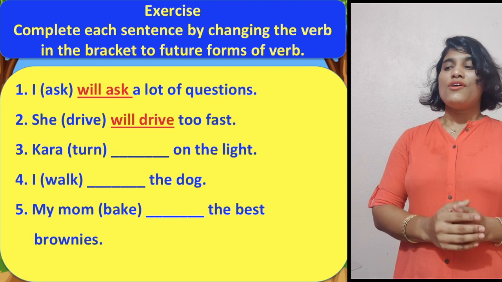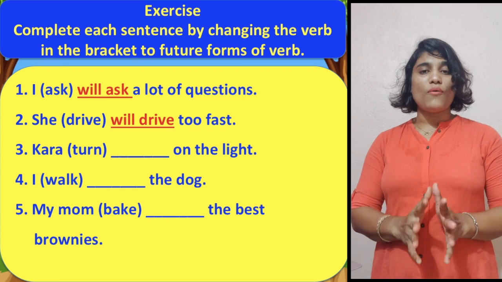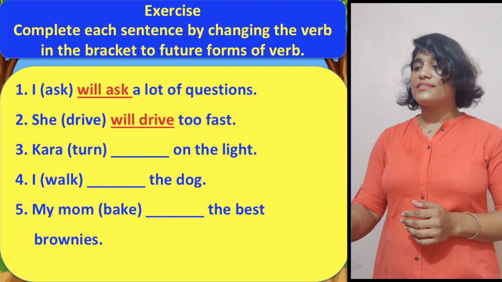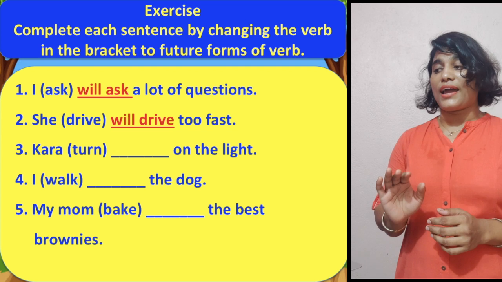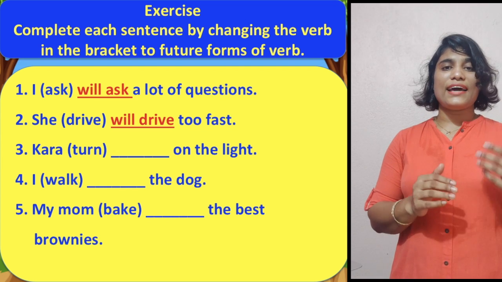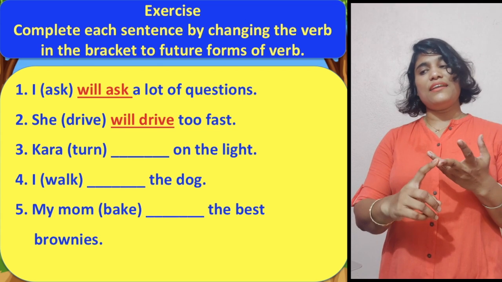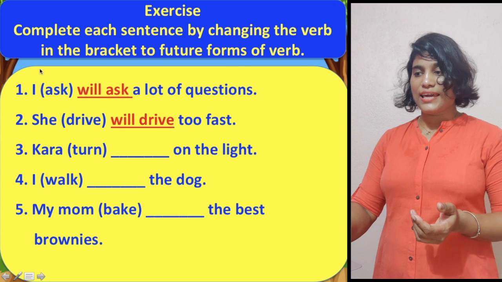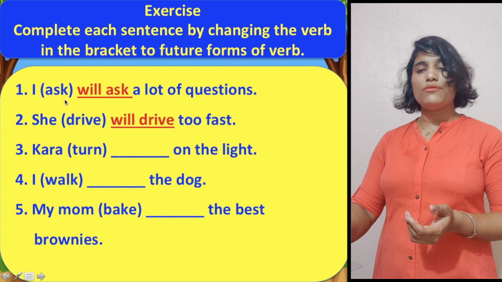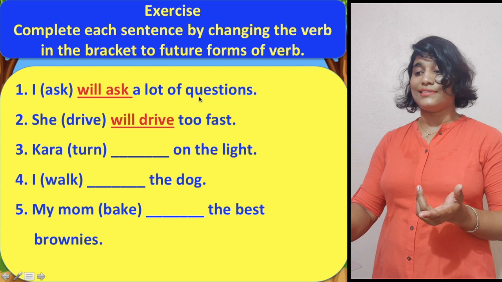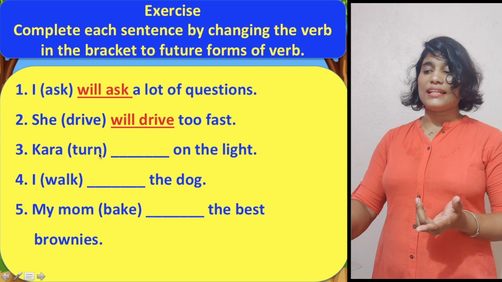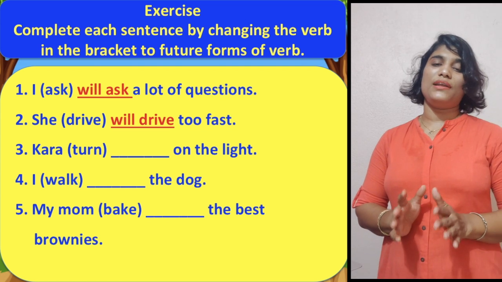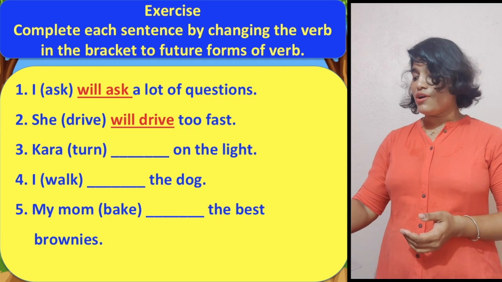Here is the exercise. Whatever I have told you in this video, if you watch it carefully, you can understand and do this exercise very easily. Complete each sentence by changing the verb in the bracket to the future form. What I have told you: subject, then auxiliary will, then main verb. You just put will before the main verb because the subject is already there. For example, the main verb is ask. How do you use ask? I will ask a lot of questions. She will drive too fast. The other verbs in the third example, turn, walk, bake, I think you can do very easily. If you have any problem, please comment in the comment section. I will definitely give you the answers.